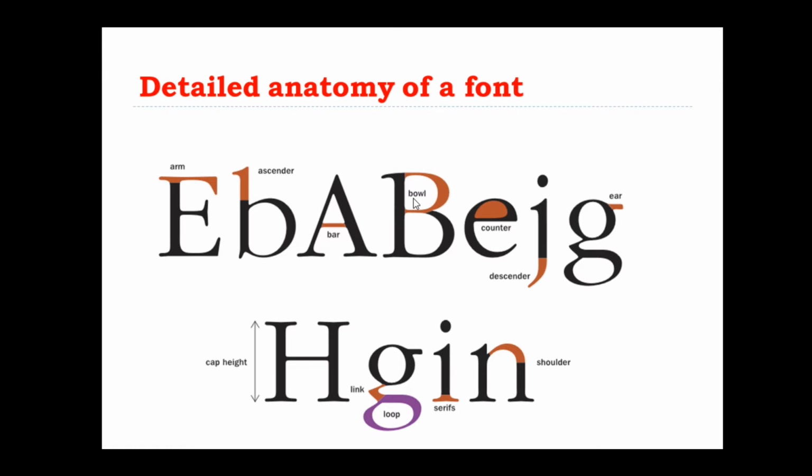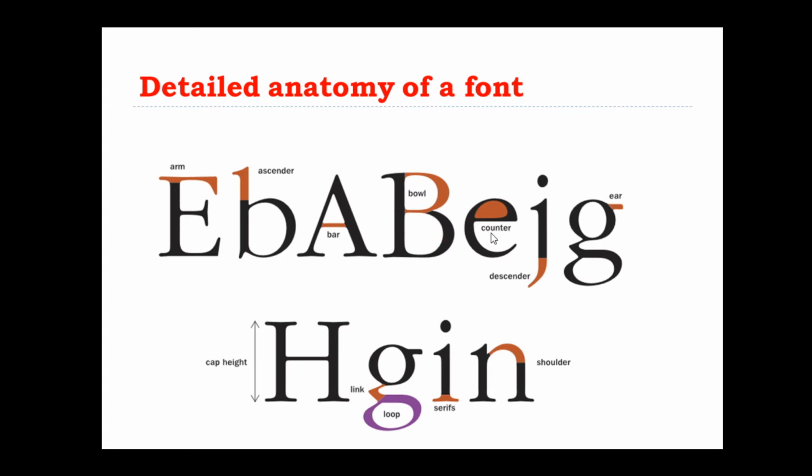This one is bowl. Bowl is a curved stroke that creates an enclosed space within a character. So here we can see a curved stroke is creating an enclosed space within a character. So that curved stroke is called bowl.